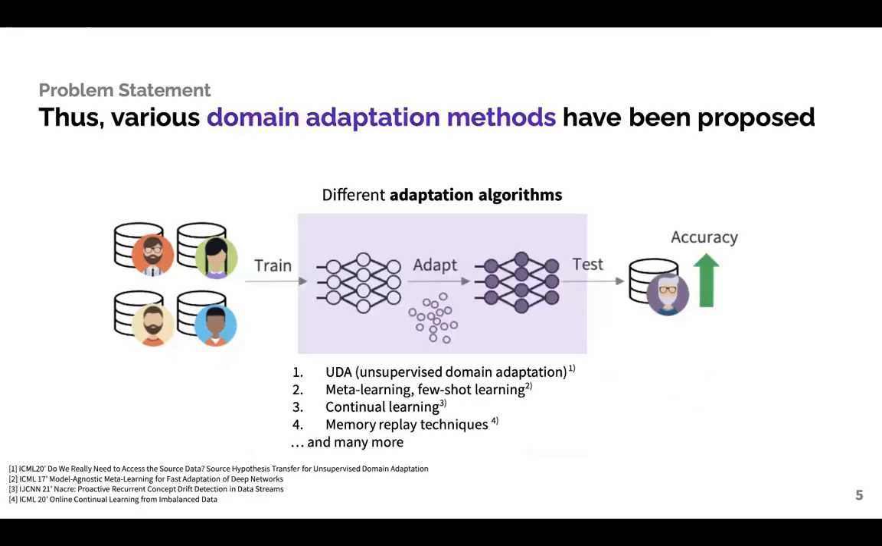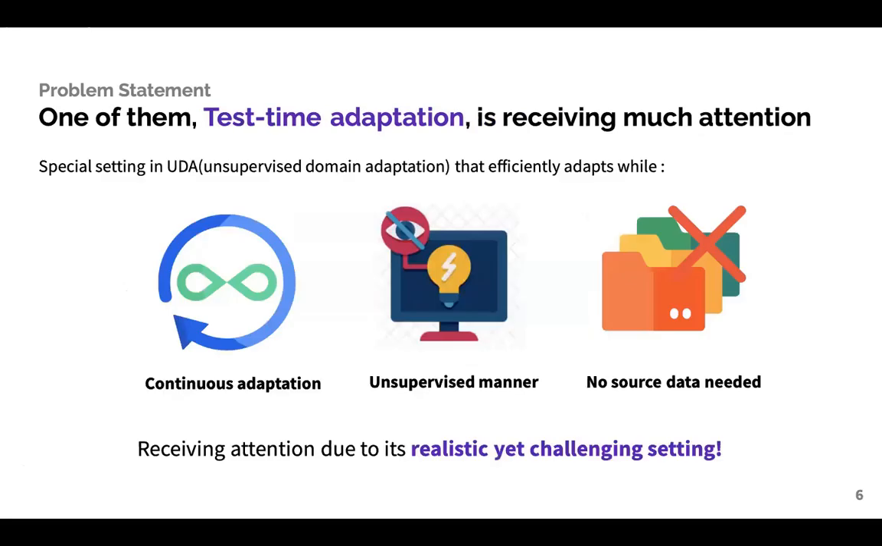To solve this problem, various domain adaptation methods have been proposed. Methods such as unsupervised domain adaptation, meta-learning, continual learning, and memory replay techniques were proposed. Many of them contributed to gaining accuracy on the target data.